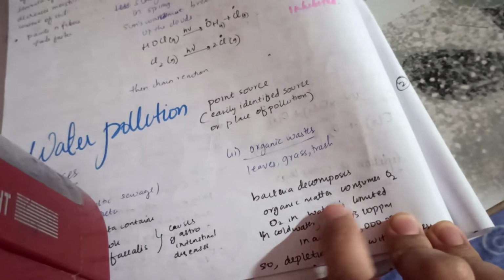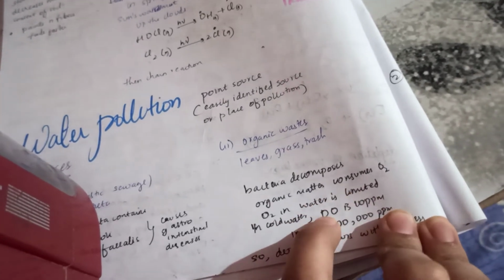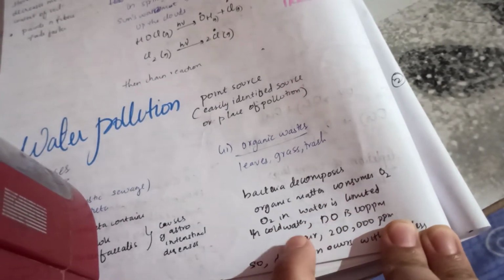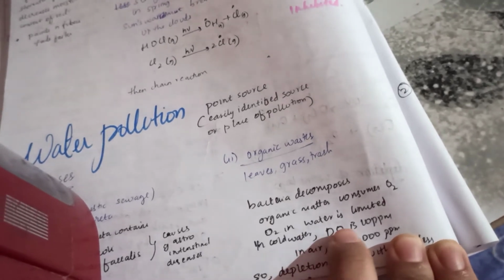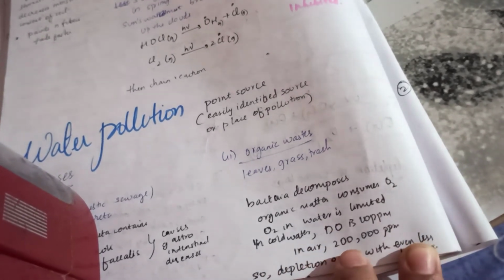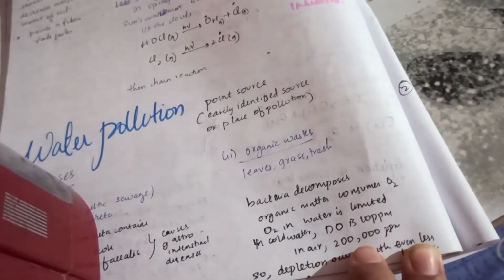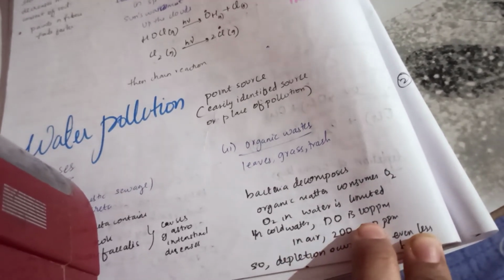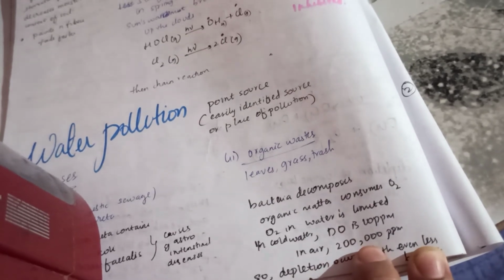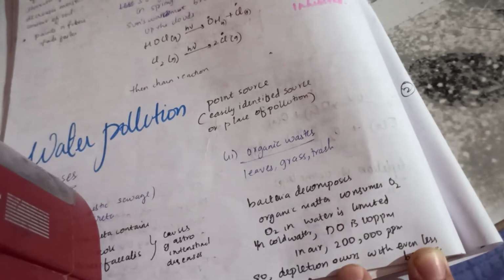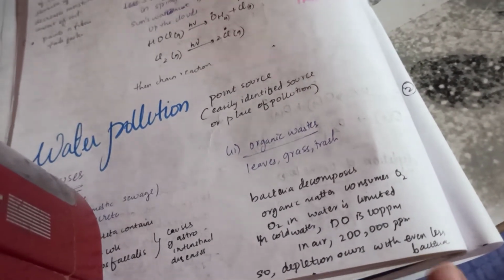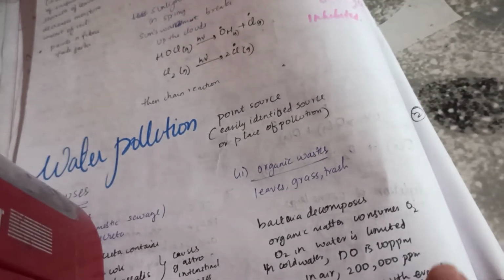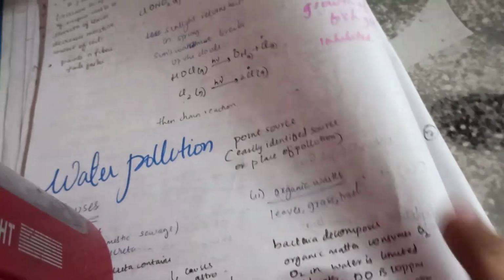Bacteria decomposes organic matter, consuming O2. O2 in water is limited in cold water. DO in cold water is 10 ppm, I'm sorry. In air, it is 2 lakh ppm, that is 200,000 ppm. So, depletion occurs with even less bacteria. So, DO is generally in cold water 10 ppm.